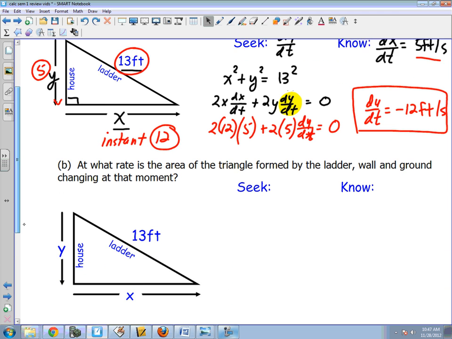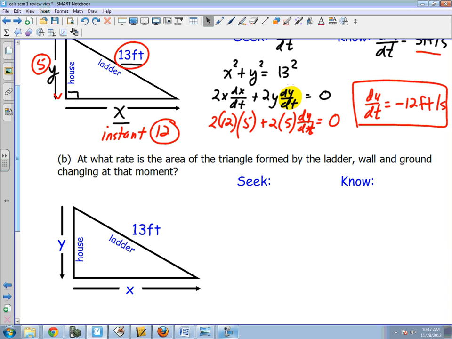So what's the difference? Now it says, what is the rate of the area of the triangle formed by the ladder, wall, and ground changing at the moment? So now I seek the rate of change of the area. Once again, I know some things now, actually. I know dx/dt is still 5 feet per second. And I just found dy/dt, which is helpful because I'm going to need that when I find the area.